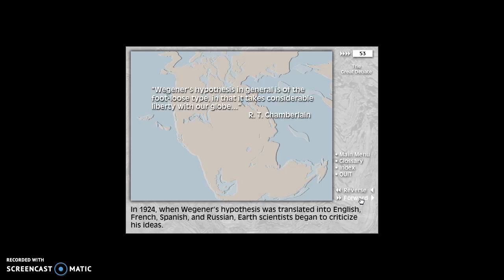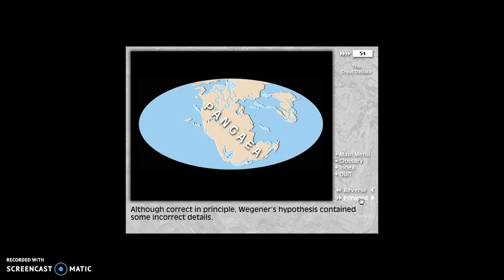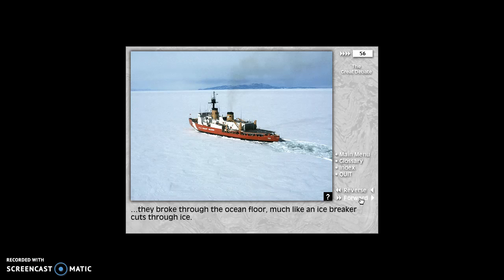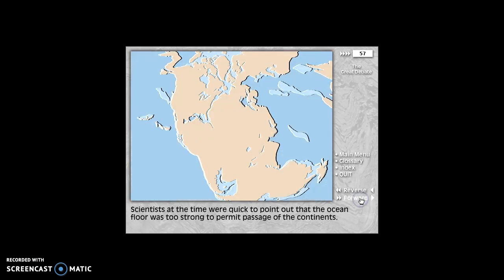In 1924, when Wegener's hypothesis was translated into English, French, Spanish, and Russian, Earth scientists began to criticize his ideas. Although correct in principle, Wegener's hypothesis contained some incorrect details. For example, Wegener proposed that as the continents drifted, they broke through the ocean floor much like an icebreaker cuts the ice. Scientists at the time were quick to point out that the ocean floor was too strong to permit passage of the continents.